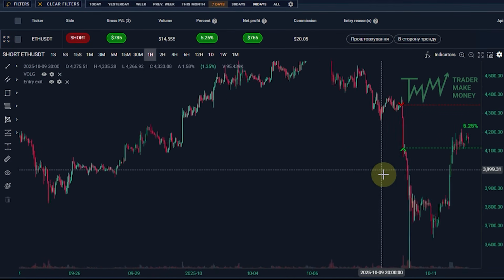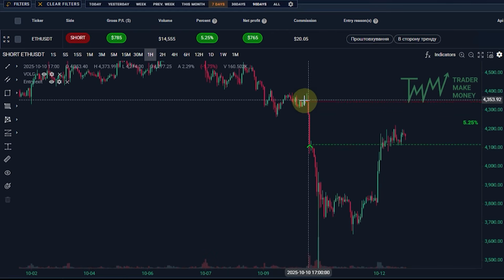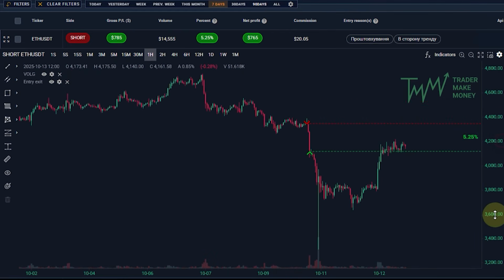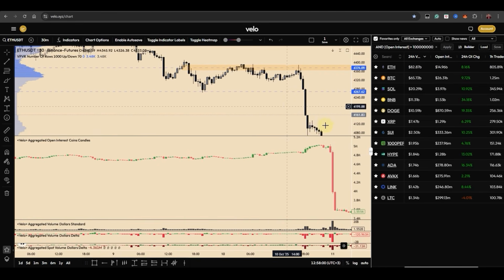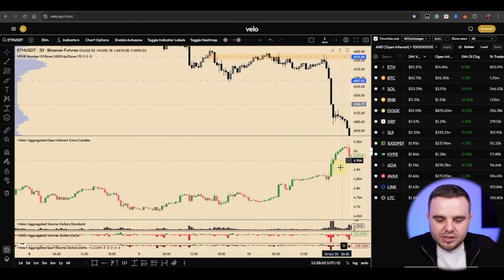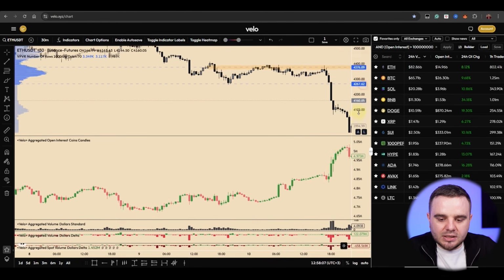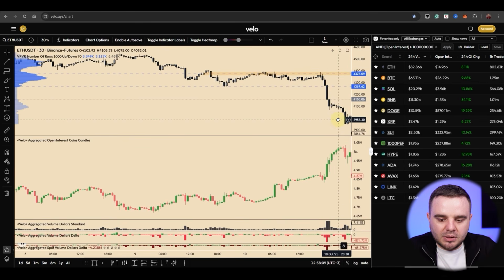Honestly, I think at this moment that closing this trade too early was a mistake. You can see when I closed the trade, it was exactly here. Open interest didn't get wiped out. Open interest continued to increase. Why does this matter? What's the logic behind this?